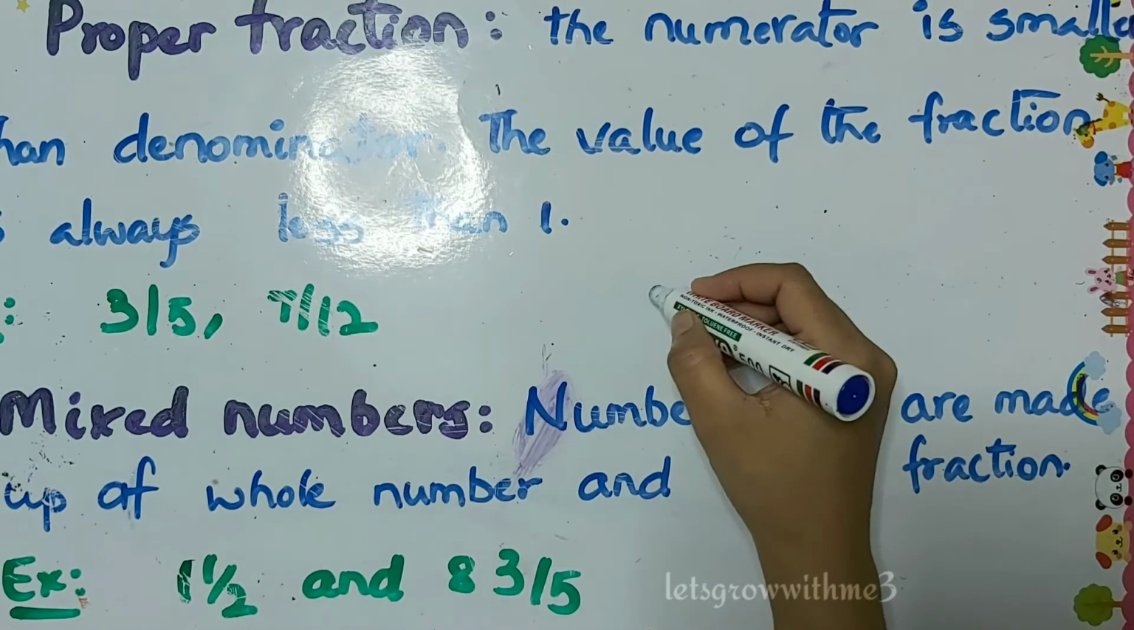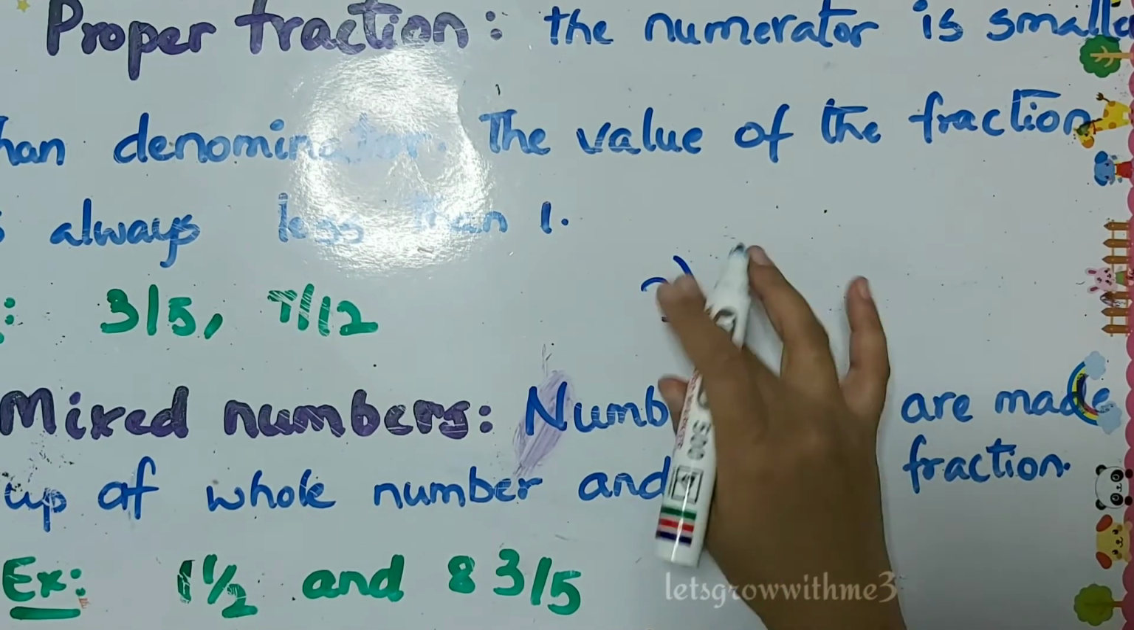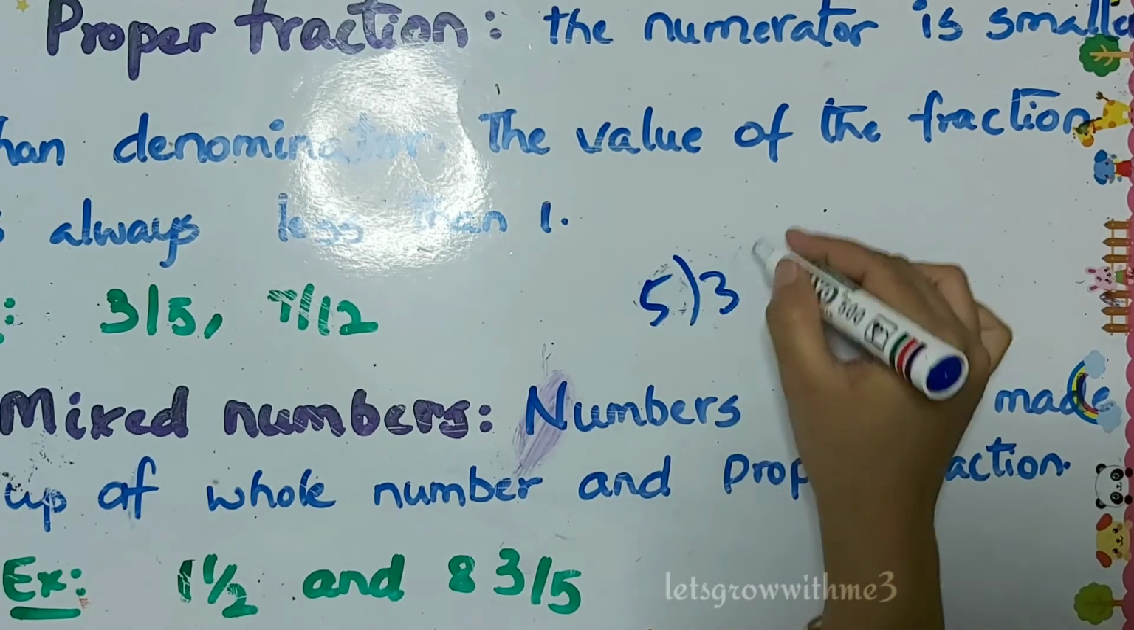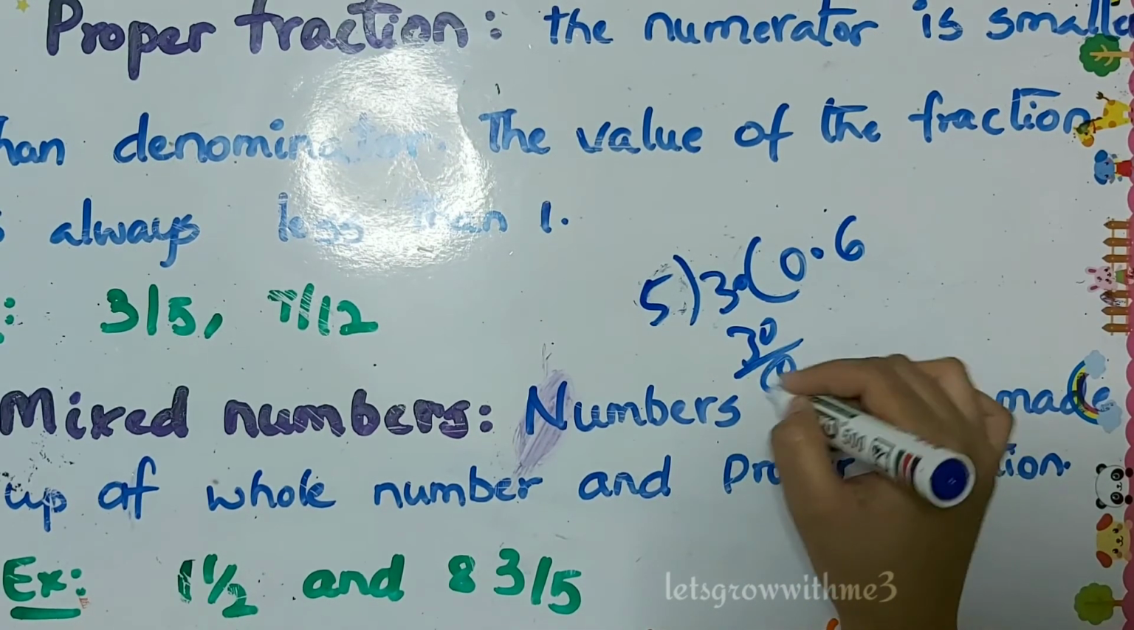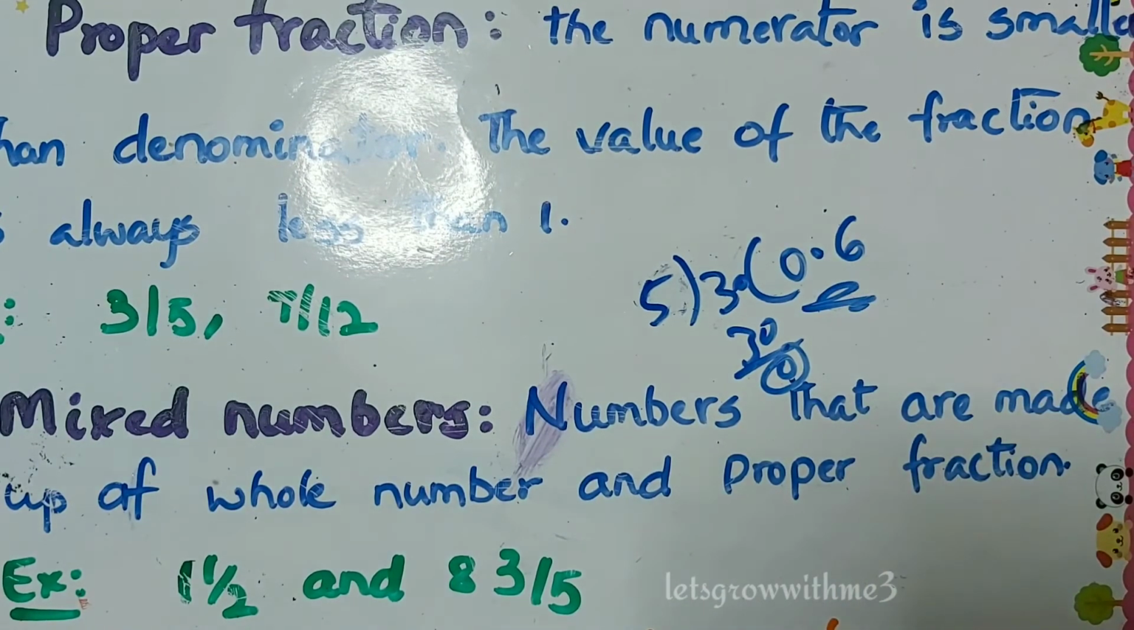So we will check once whether the value we are getting is less than 1 or not. So 3 over 5 means how much? Denominator 5, numerator 3, so then 0.6, right? So 0.6 we are getting. When the numerator is less and the denominator is big, we will always get our value less than 1. Our fraction value is less than 1.